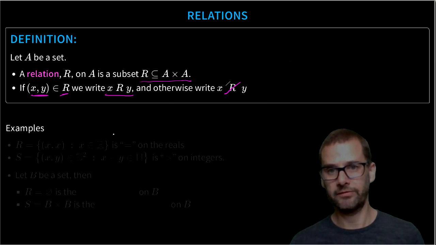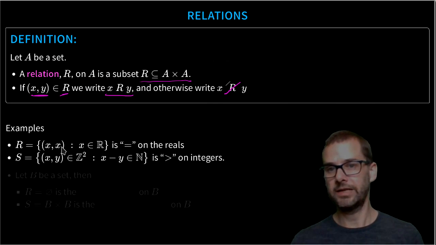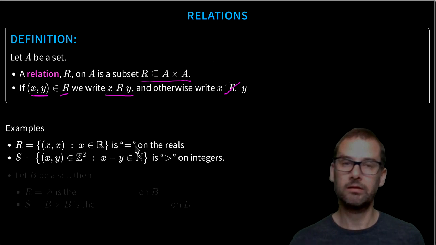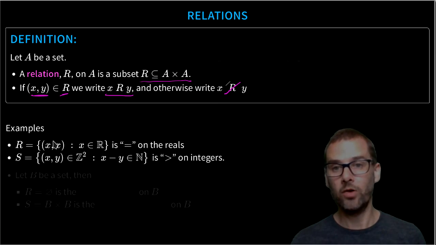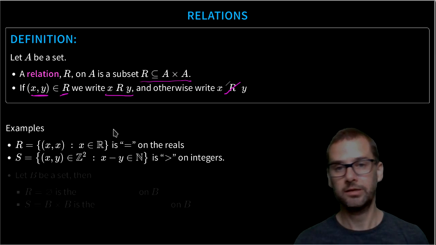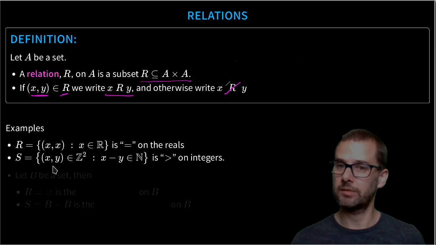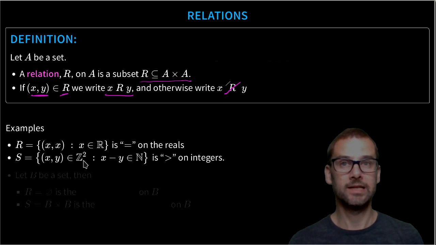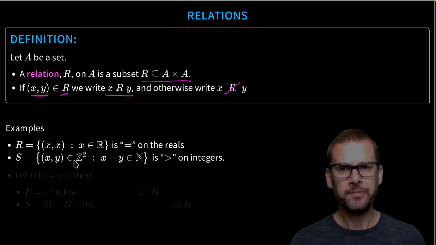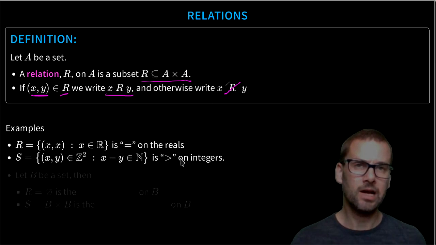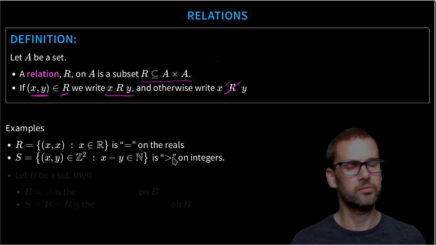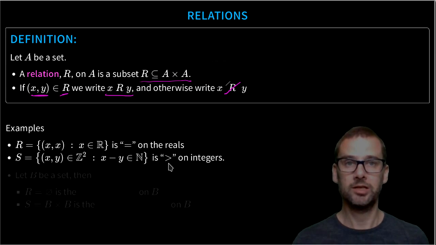So for example, we can define the set of just ordered pairs (x, x) on the reals. So this will be some subset of R times R. And this is just the relationship of equality on the reals. The only things that are in here are when the first and second elements of that relation are equal, and everything else isn't in there. So this is just equality on the reals. Similarly, we can define the subset of (x, y) in Z squared, where we need x minus y to be a positive integer. And if we think about this for a moment, the only things that are in this are pairs of integers where the first one is strictly bigger than the second.